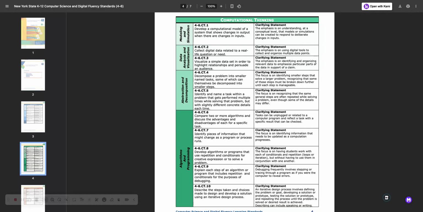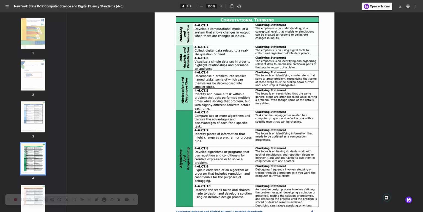For algorithms and programming, that's the largest area of our computational thinking standards. For standard 6, we're going to compare algorithms. So it could be students talking about 2 different ways to tie their shoes and talk about how both of those algorithms will make that shoe be tied, but there's more than one way, and what are the advantages and disadvantages of each one. For CT7, we're looking at identifying information that might change as a program is run. So you're identifying things that need to be updated as you're doing computational thinking.